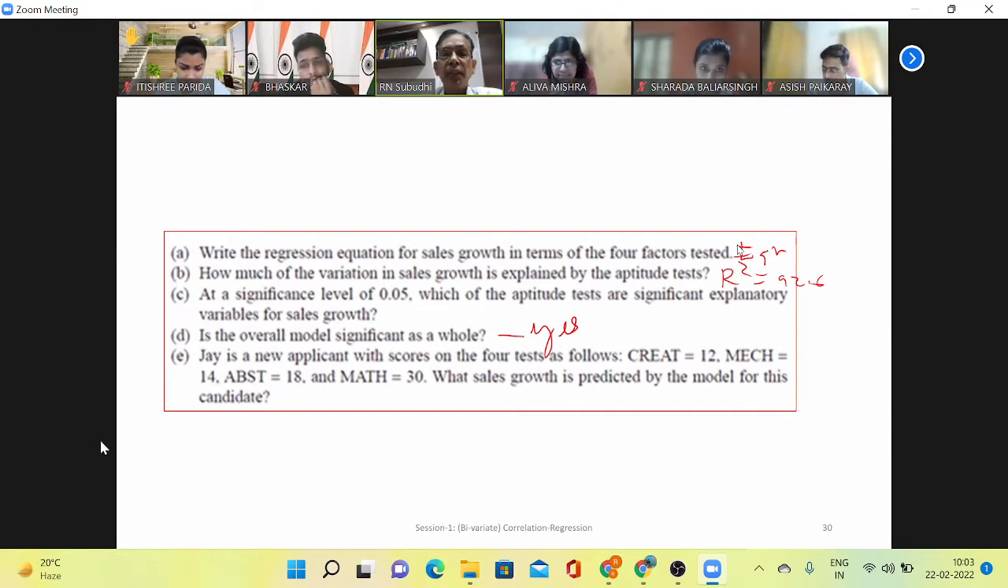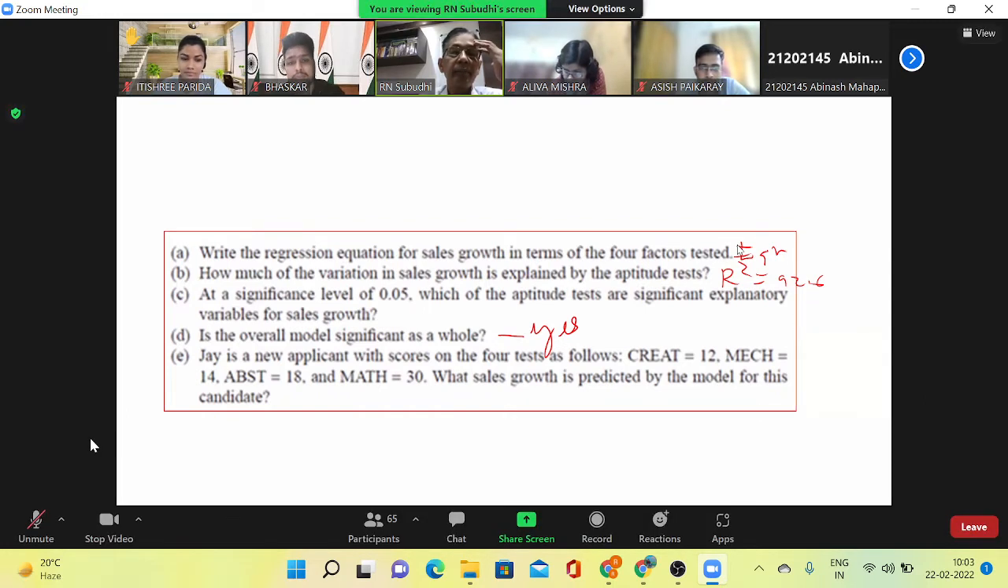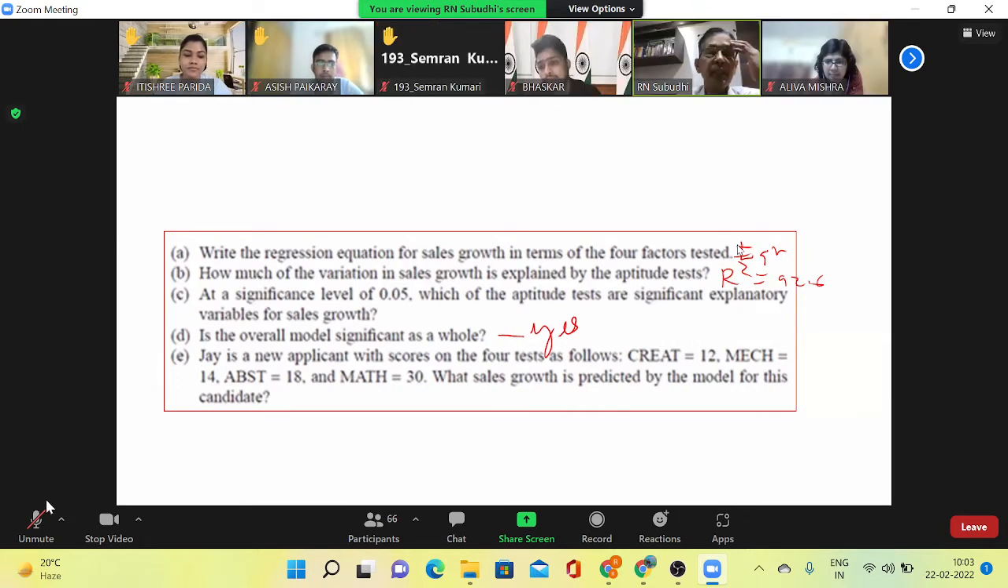Avinash Mahapatra, you are there? Yes, sir, I am there. Last bit. What is expected? Avinash Mahapatra, Jyoti Prakash Jana, get ready. What is the last bit? What has to be done? Itishri Purada, you want to say?